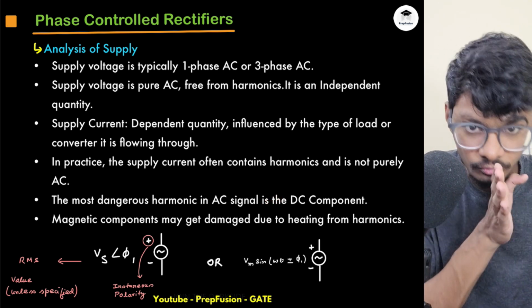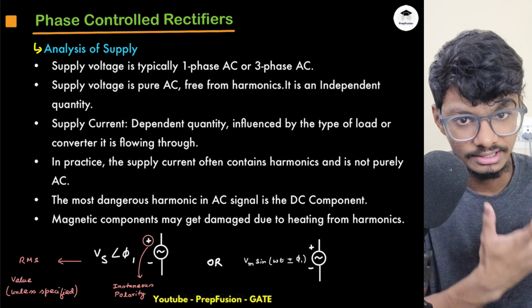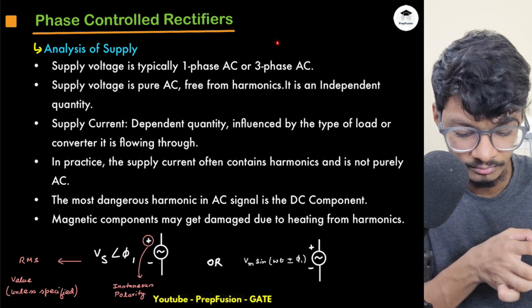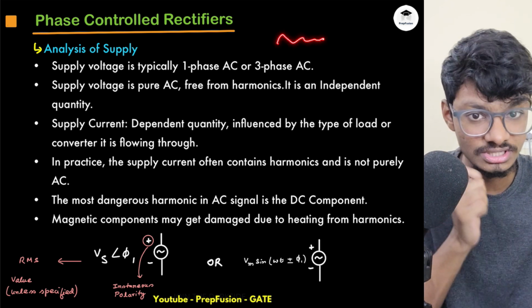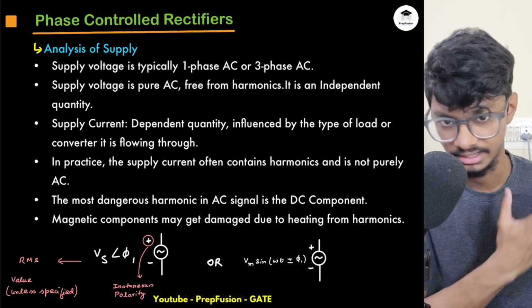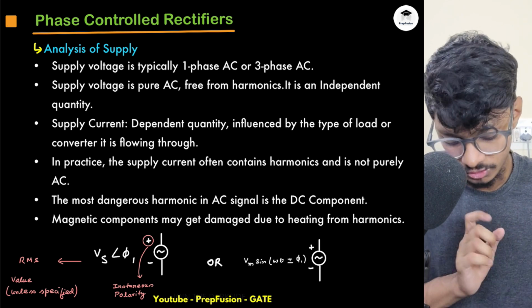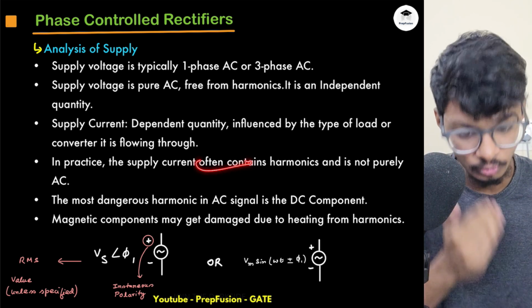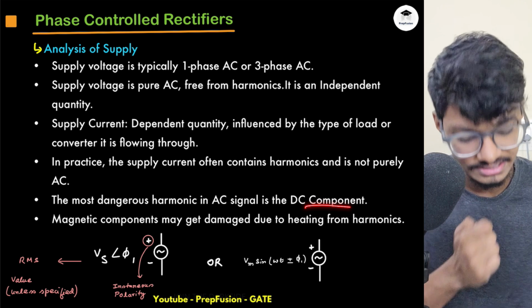So whenever we are converting from AC to DC, the supply current has some average value, and that is the most dangerous thing for the supply. How we will mitigate that, we'll understand in the next few lectures. That's why it will contain harmonics, and the most dangerous harmonic for an AC signal is DC.